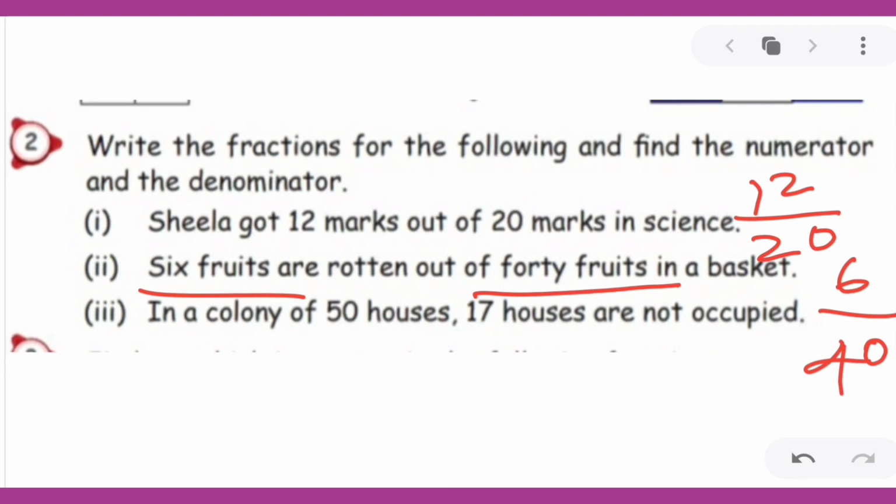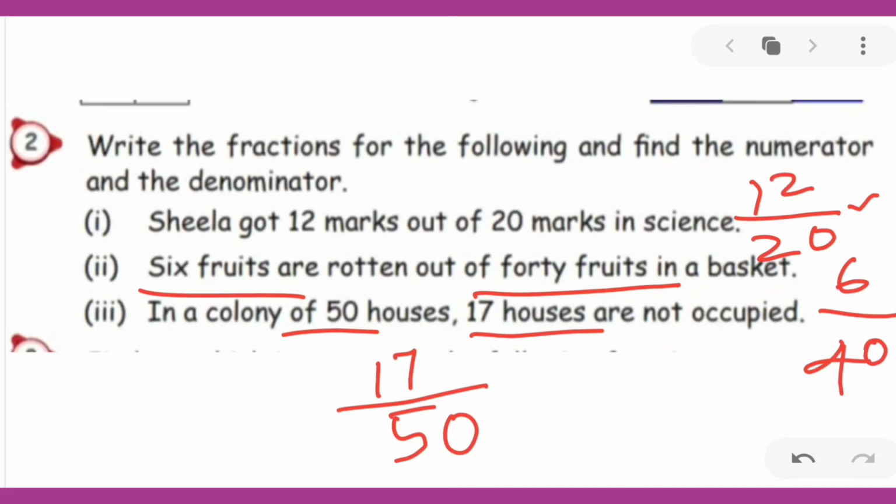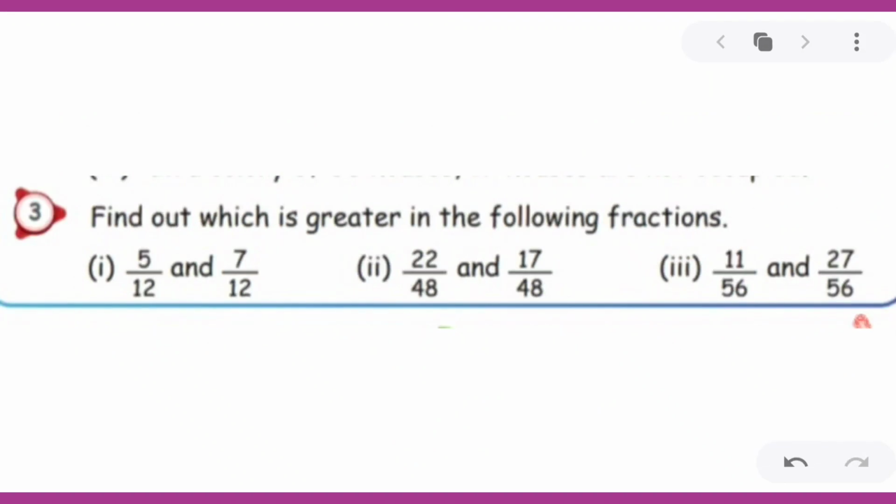Next, in a colony of 50 houses, 17 houses are not occupied. The total value is 50 houses. The not occupied value is 17. So how to write the value? We write the smaller value 17, not occupied, divided by the total value 50. So the answers are: first one 12 divided by 20, second one 6 divided by 40, third one 17 divided by 50.